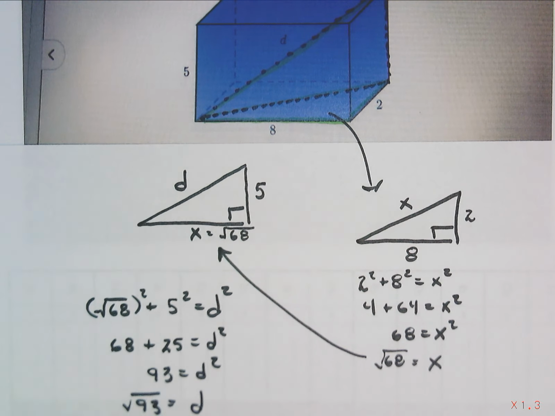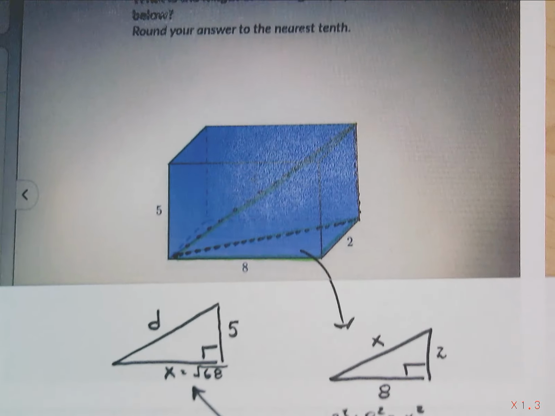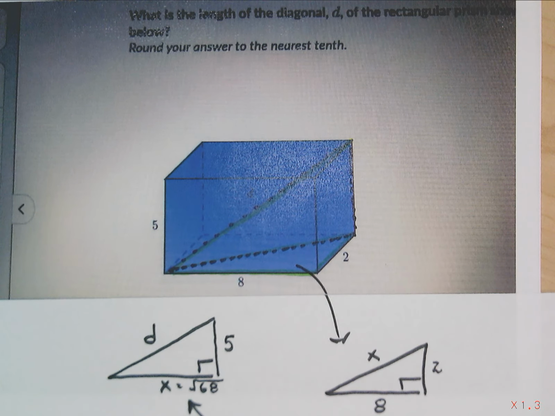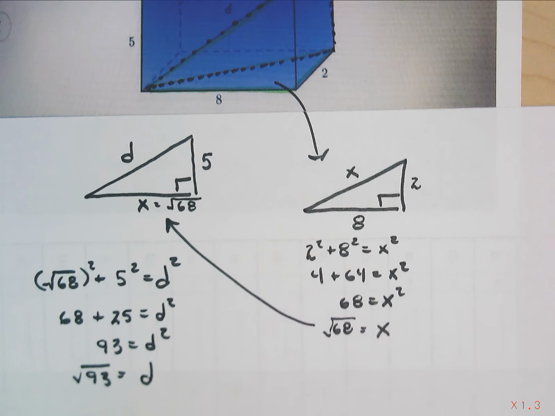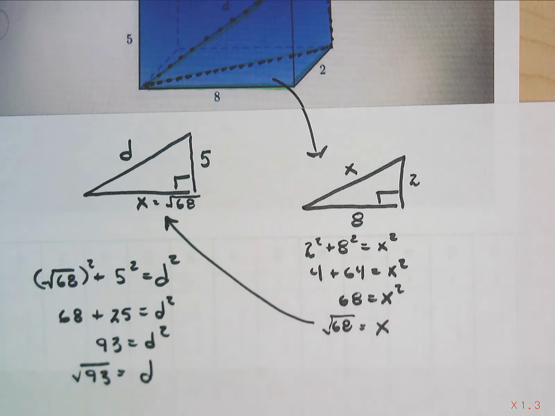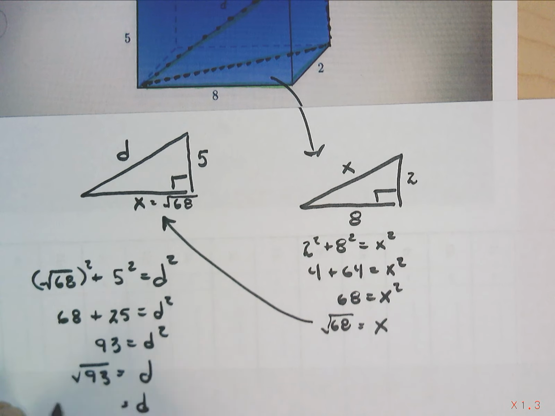Now, I know that, and you can't see it here, I can show it to you, it would like us to round the answer to the nearest tenth. So I will go ahead and take the square root of 93. Square root of 93 is 9.6436 approximately. So rounding to the nearest tenth gives me 9.6.